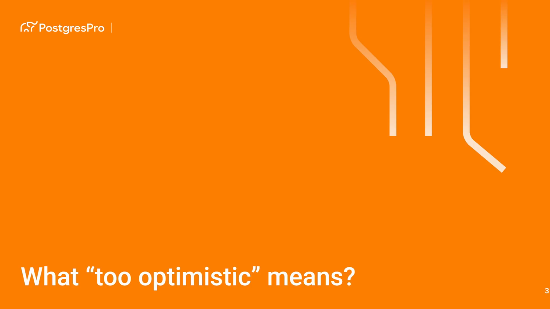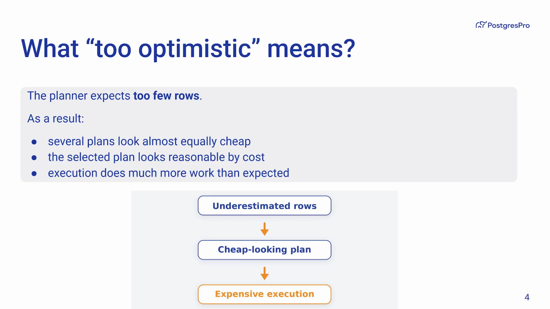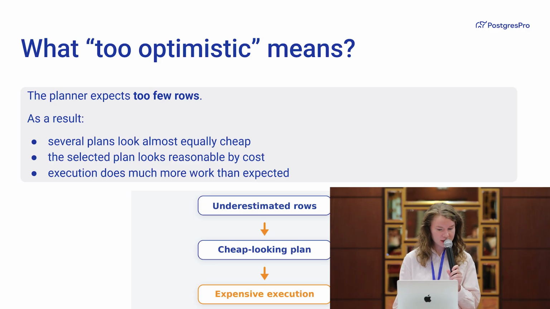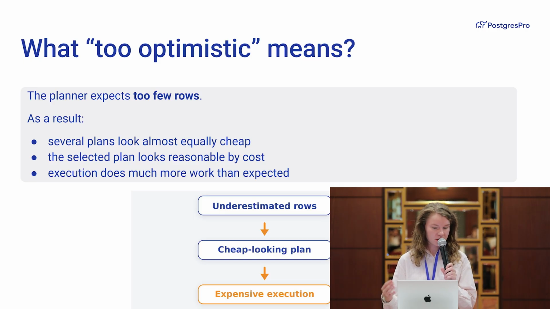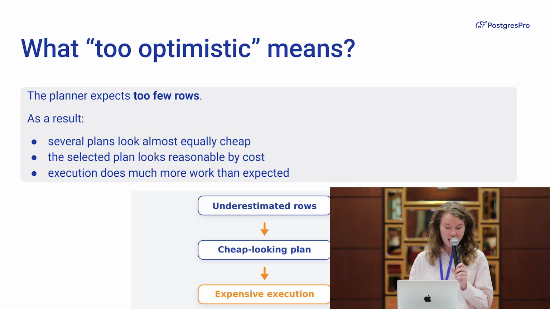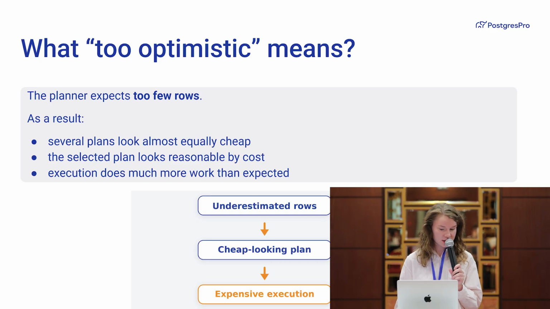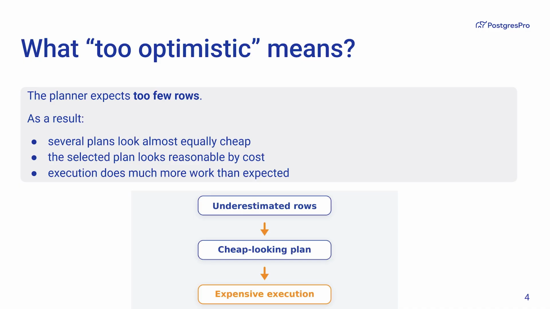So first of all, what does "too optimistic" mean? By too optimistic, I mean that the planner expects much fewer rows than it will actually get. And when it happens, different plans may look almost equally cheap, and the chosen plan can still be correct according to the cost model, but during execution, it does much more work than was expected. And this is the main pattern behind both examples in this talk.